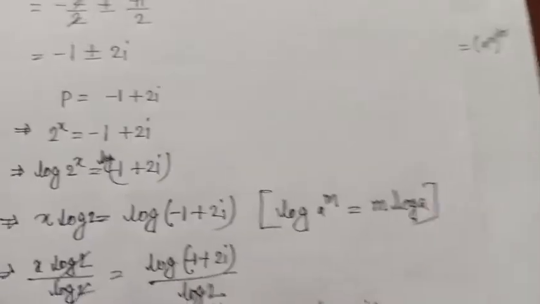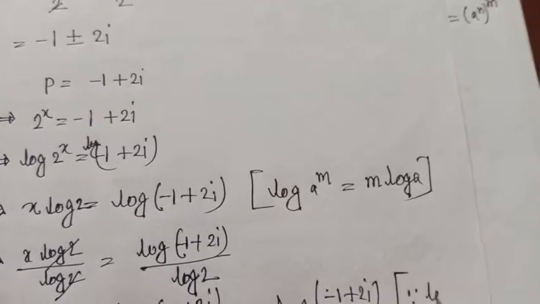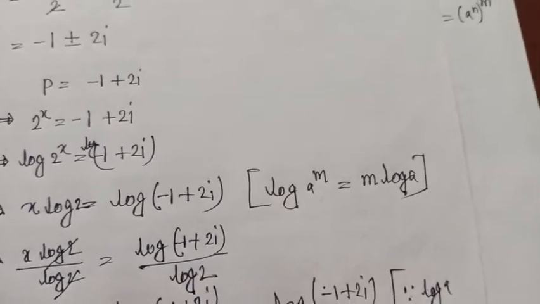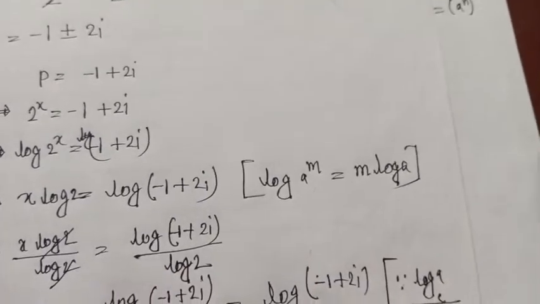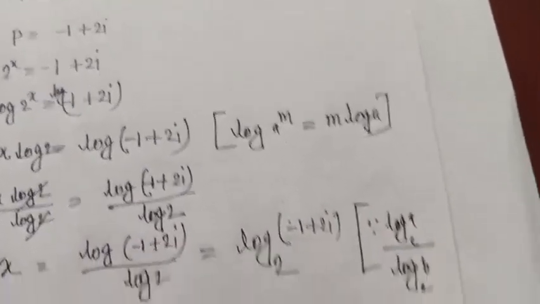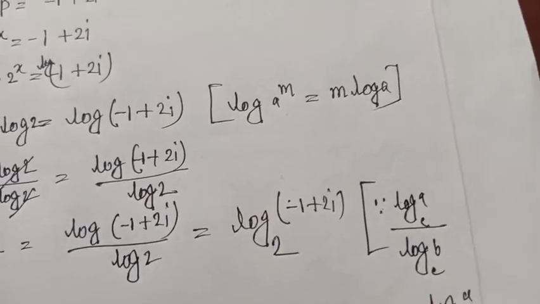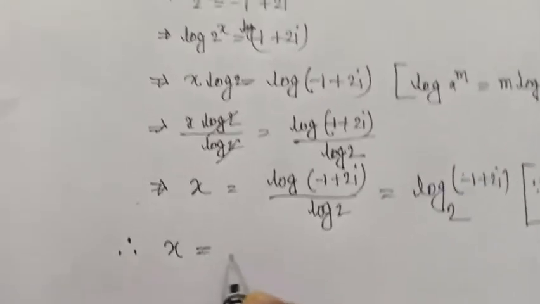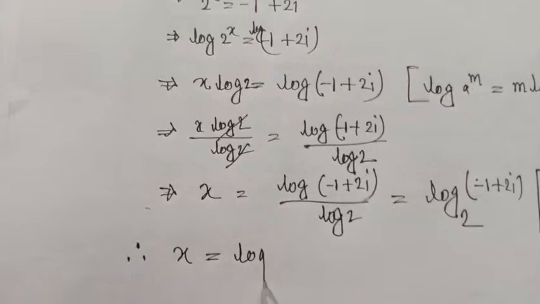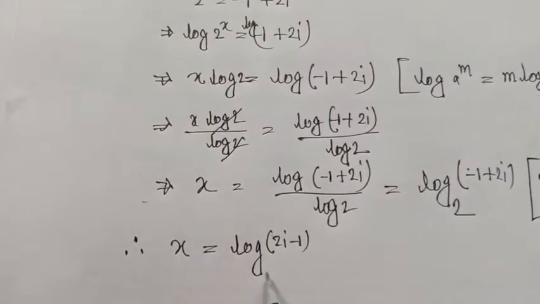base 2, as log a base c by log b base c is equal to log a base b. So the second value of x is log of 2i minus 1 base 2.